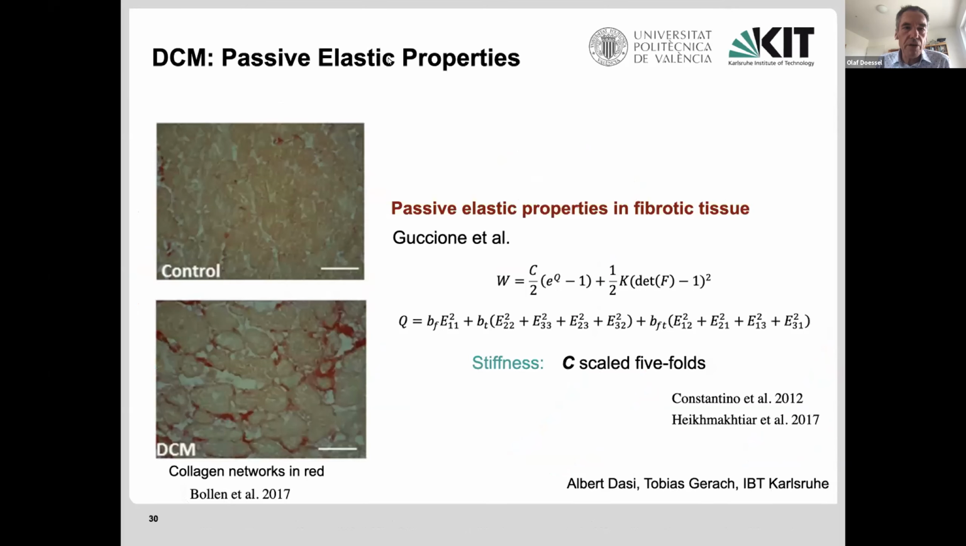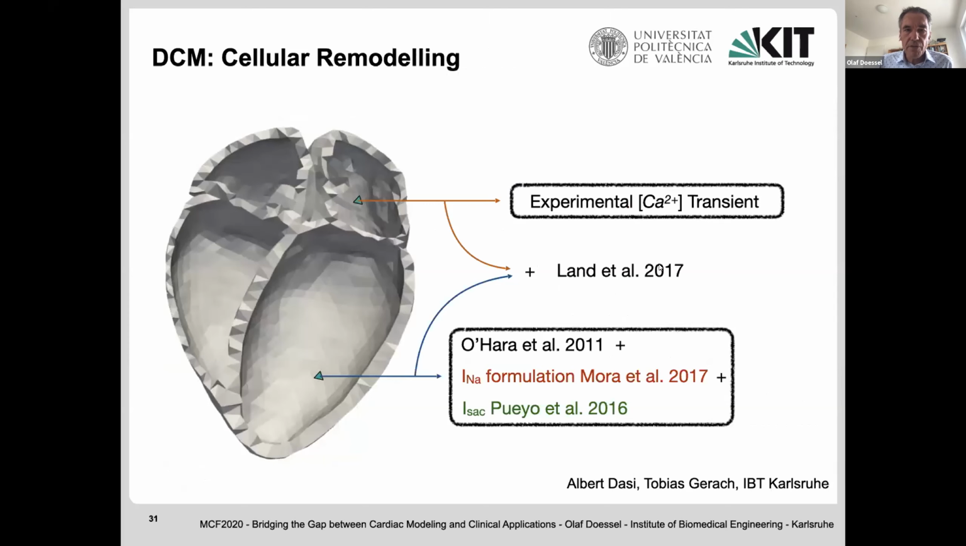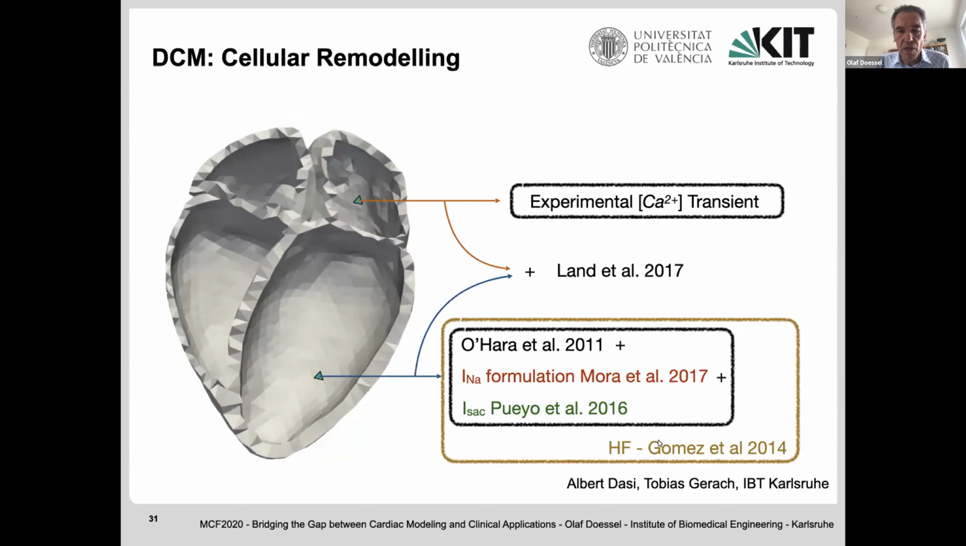Then we found out in the literature that the elastic properties are changing and the tissue becomes more and more stiff. And so we used the Guccione model, and we changed the factor C here and scaled it several times to make a good model of the DCM passive tissue properties. And then we did a cellular remodeling based on the latest versions of O'Hara and changes of formulations of sodium and other currents that have been published in the past.